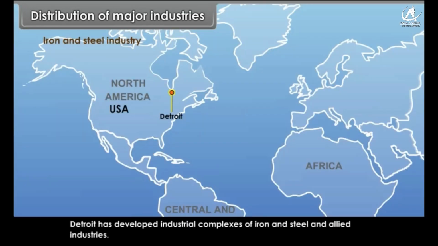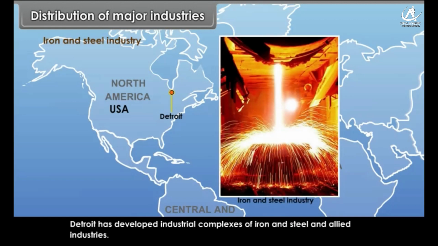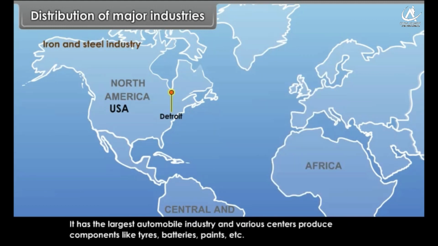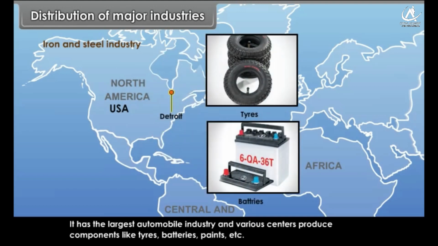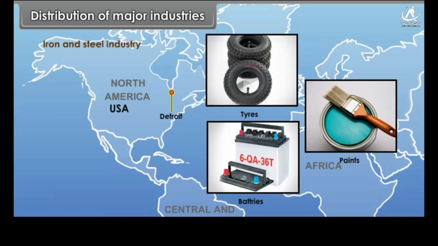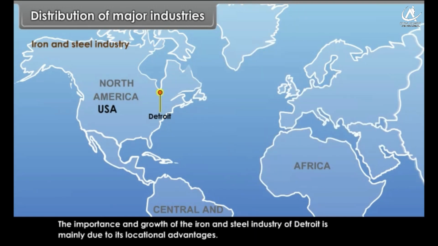Detroit. Detroit has developed industrial complexes of iron and steel and allied industries. It has the largest automobile industry and various centers produce components like tires, batteries, paints, etc. Detroit is a major industrial cluster of the USA. The importance and growth of the iron and steel industry of Detroit is mainly due to its locational advantages.